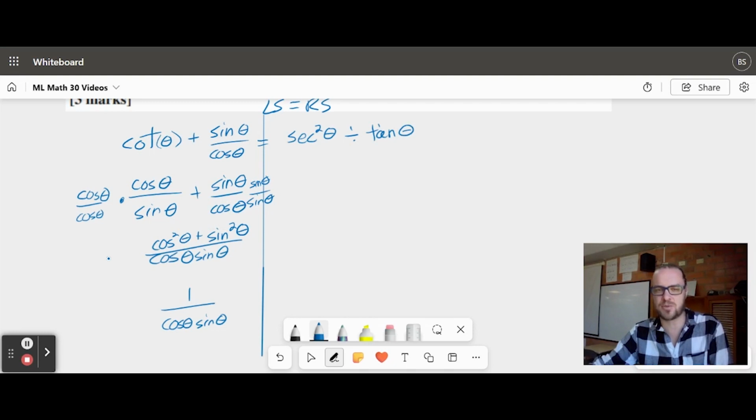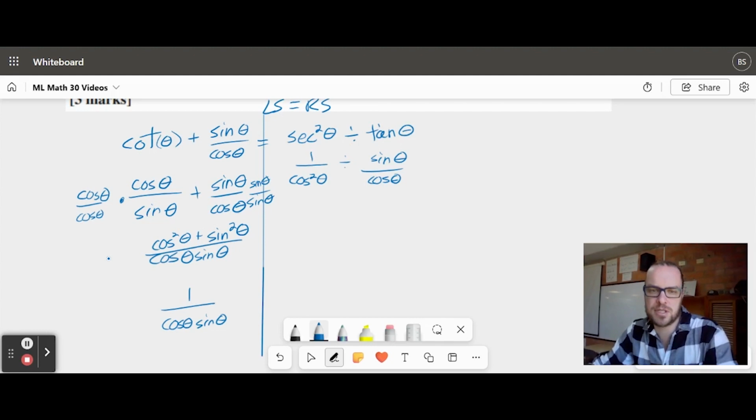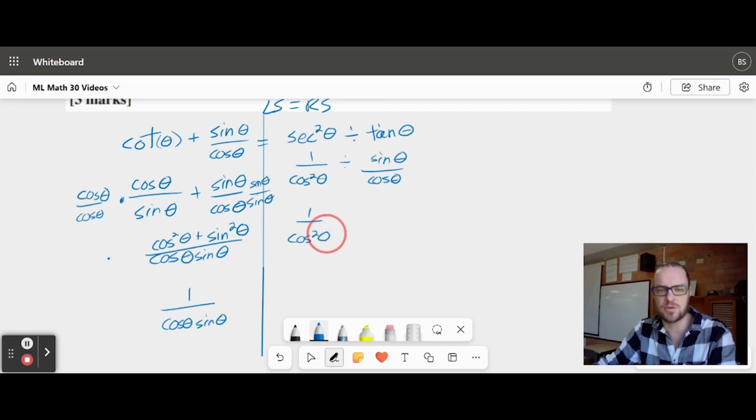So secant is really 1 over cosine. So this is 1 over cosine squared of theta. And then tangent, we already know, is really sine over cosine, right? These are some basic ones that we should just know by heart by now. And then what we want to do is figure out, well, how do we divide fractions? Well, we keep, change, flip, meaning the first one stays the same, 1 over cos squared theta. Then we multiply, and we're going to flip that second one. So it's going to become cosine theta over sine theta.